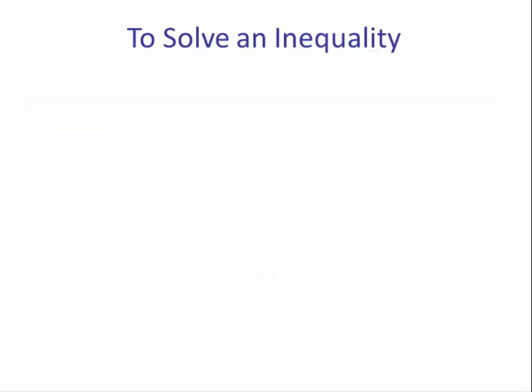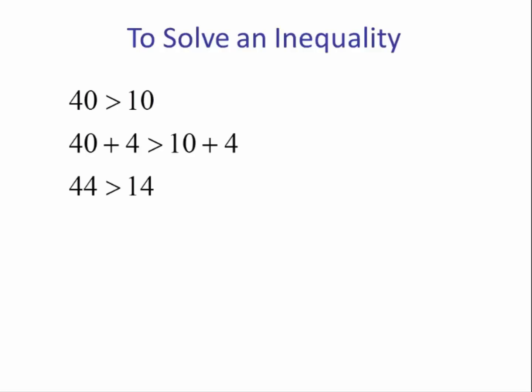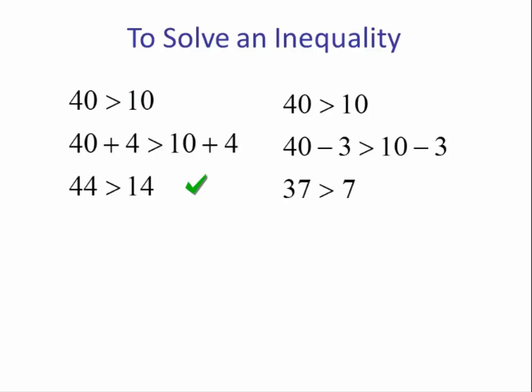So let's start off with a true statement. 40 is greater than 10. This is a true statement. Now, if we add 4 to both sides of the inequality, we now have 44 is greater than 14. Well, this is still a true statement. So let's take that true statement, 40 is greater than 10, and this time let's subtract 3 from both sides. Well, we end up with 37 is greater than 7. This is still a true statement.